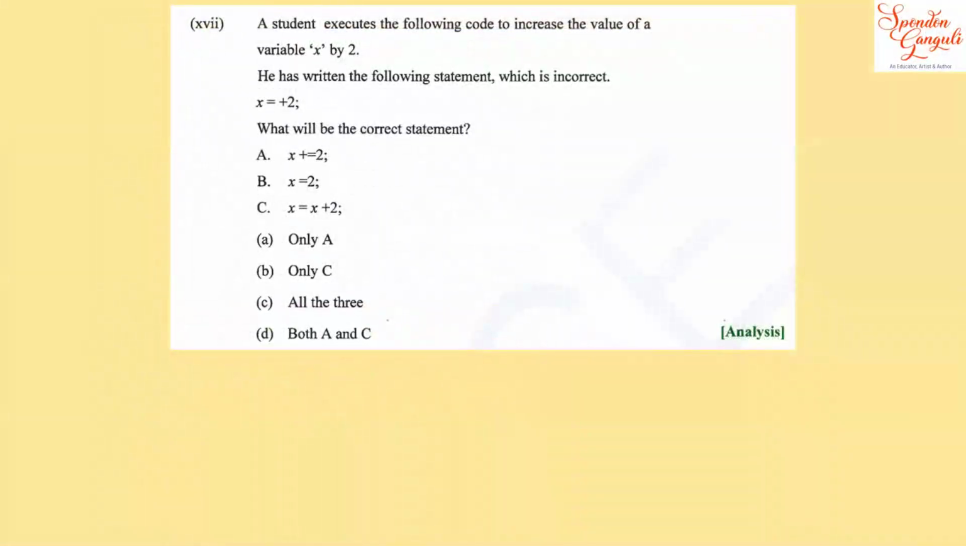Next, a student executes the following code to increase the value of a variable x by 2. He has written the statement incorrectly. So what will be the correct option? Here x needs to be increased by 2. Let us see the answer. Both A and C are right. Option A is the arithmetic assignment operator, x plus equals 2, and it also means x equals x plus 2. So option C is also correct. So actually option D, which represents both A and C, is correct.